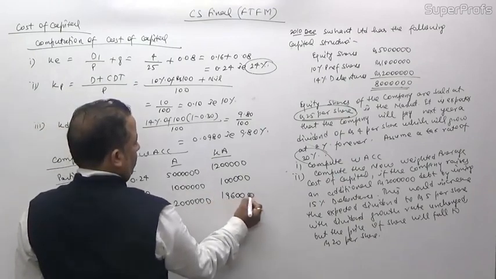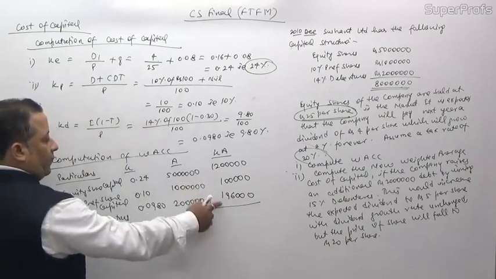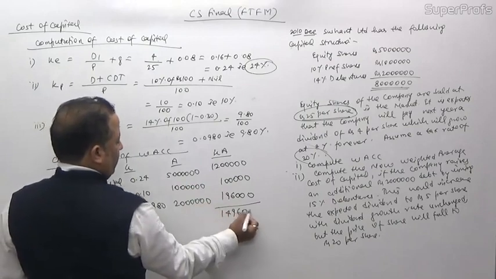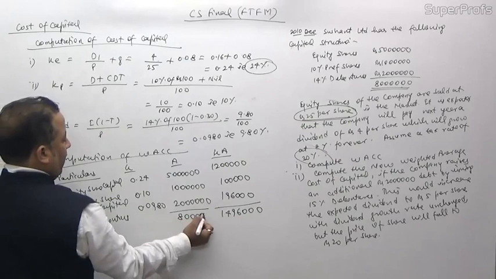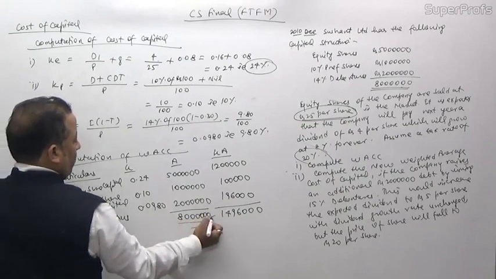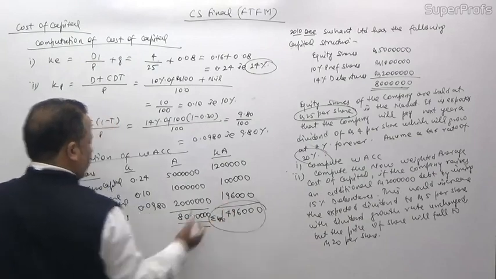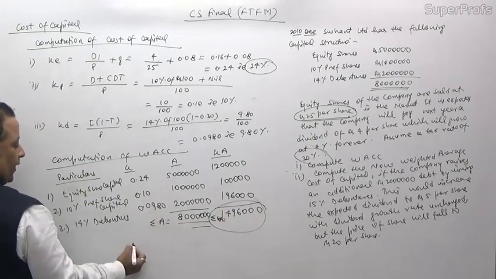That is 1,96,000. 12 lakh plus 1 lakh, 13 lakh, plus 1,96,000, 14 lakh 96,000, divided by 80 lakh. The sigma KA is equal to 14 lakh 96,000 and the sigma A is equal to 80 lakh.